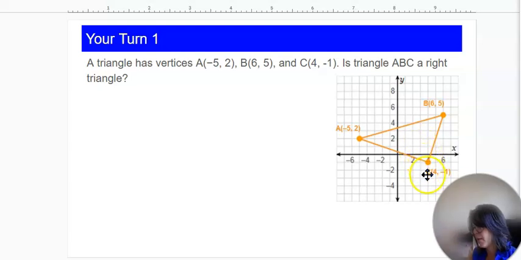I would say this one right here at C looks like it's a right angle. So you're going to check the slope of side AC and then check the slope of side BC. Are they opposite reciprocals? If they are, that means you have perpendicular lines, which tells us that that's a right angle and this is a right triangle. Go ahead and prove it now or disprove it, and then come back and check your work.